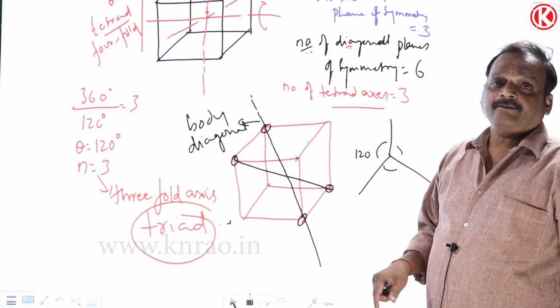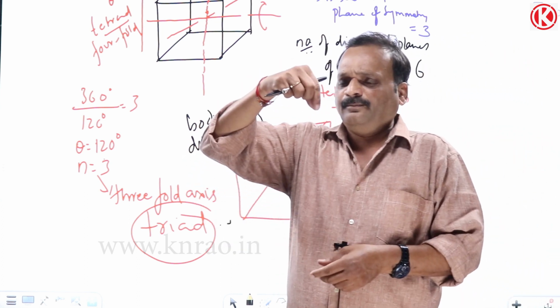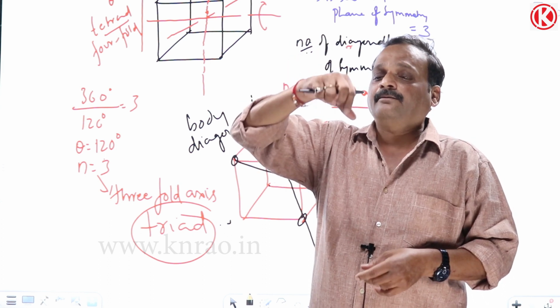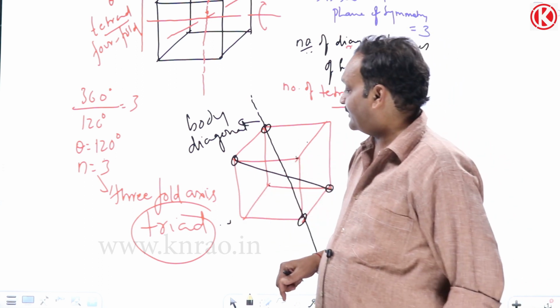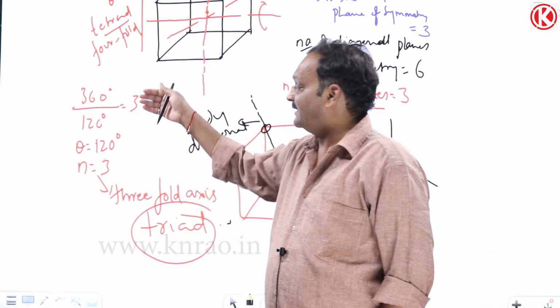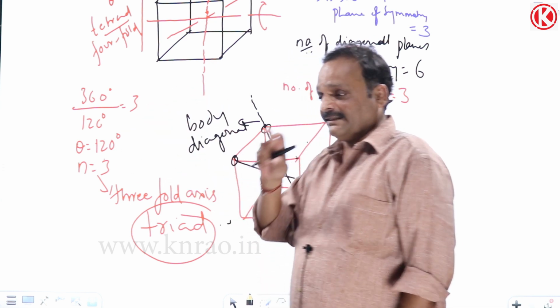Each time you can rotate it through 120 degrees. You can take any cubic structure and make it stand on one corner. Looking from the top, you can visualize that 120 degrees angle. So this is the threefold axis of symmetry. 360 degrees by n equals theta. When n equals 3, theta equals 120 degrees, 3 times.